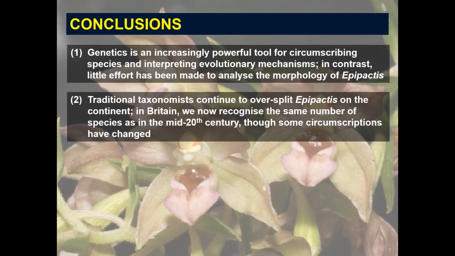Secondly, in my opinion, traditional taxonomists continue to oversplit Epipactis, particularly on the continent, whereas we've got reasonable stability in the British Isles. And the irony being that after a lot of chopping and changing, we're recognising the same number of species that were recognised in the mid-20th century. Having said that, there have been circumscriptions changing, not least with sancta, which has been some sort of botanical pinball bouncing between different species. At least we can now place particular populations and particular morphologies with confidence in their correct species.